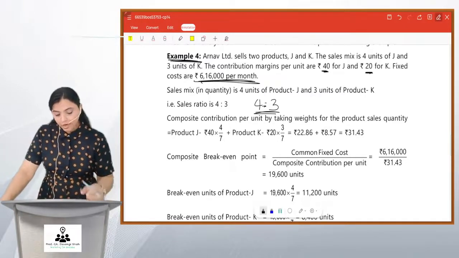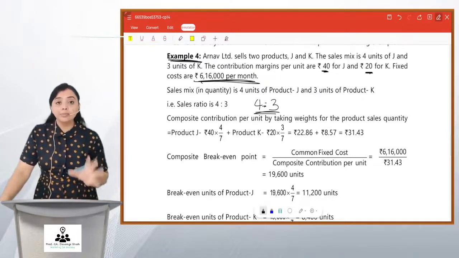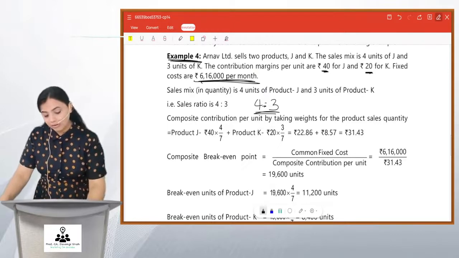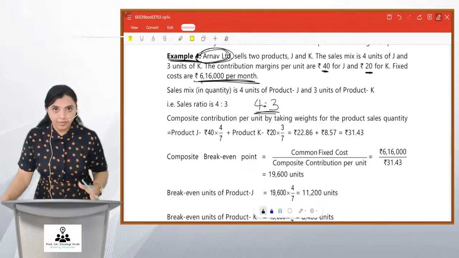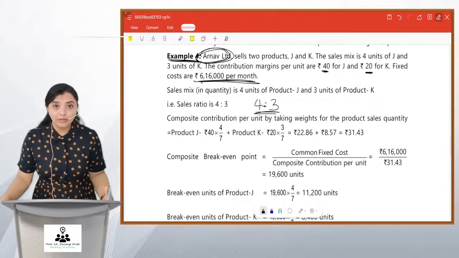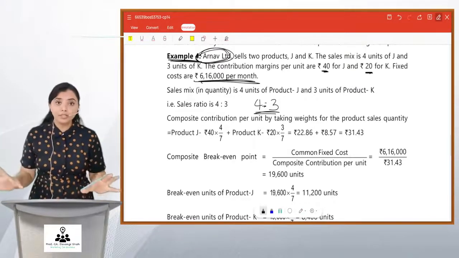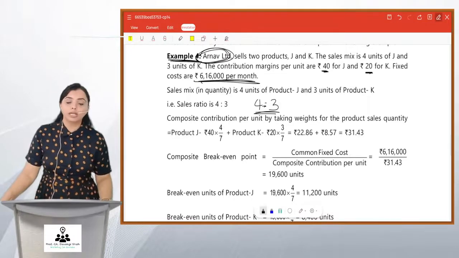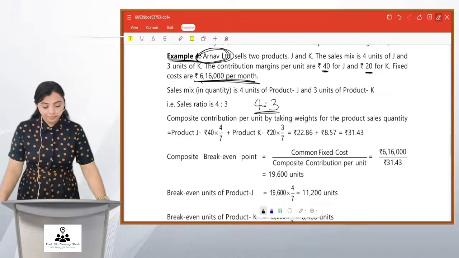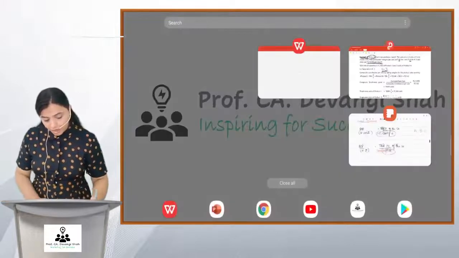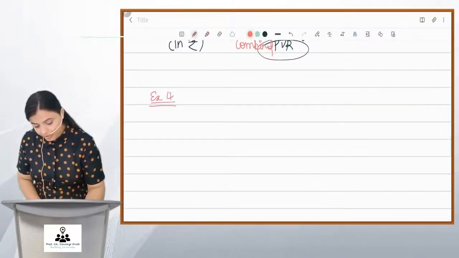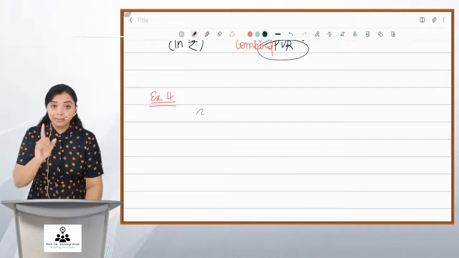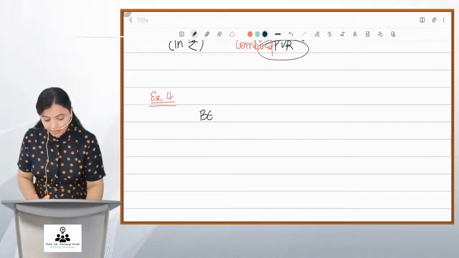Okay, and what you have to do is calculate the combined BEP for Arnav Limited. Exactly, Arnav Limited has to break even. How will Arnav Limited break even? By selling so much of J and so much of K. So what will be that break even quantity? This is what is to be computed. So friends, what will Arnav Limited do? We are doing example number 4. Arnav Limited will calculate BEP like this. BEP in units.